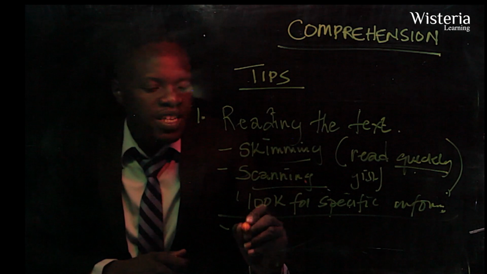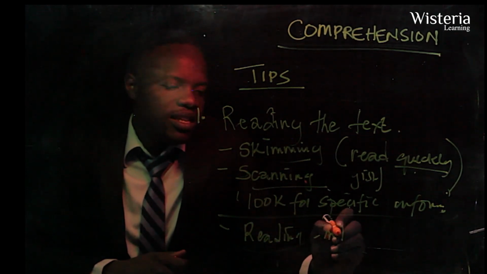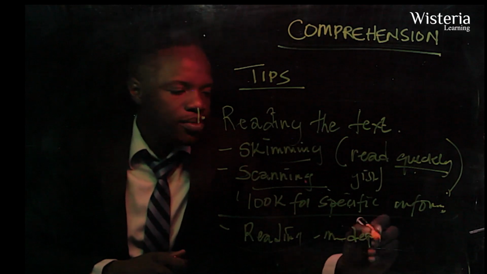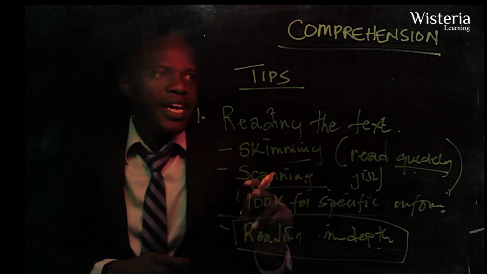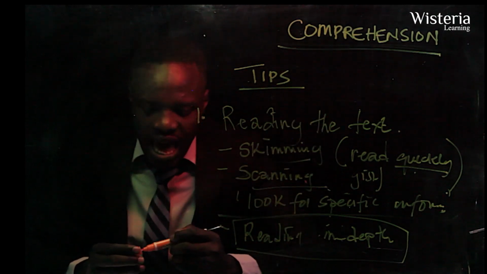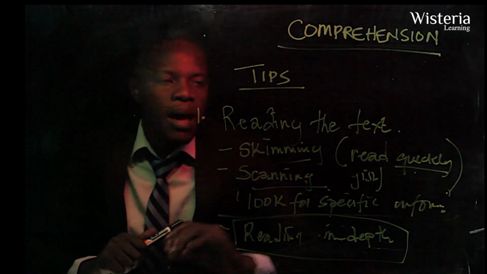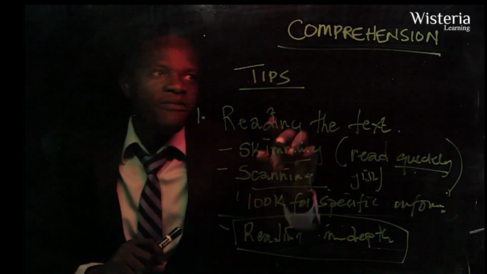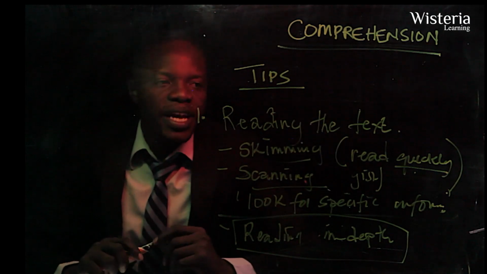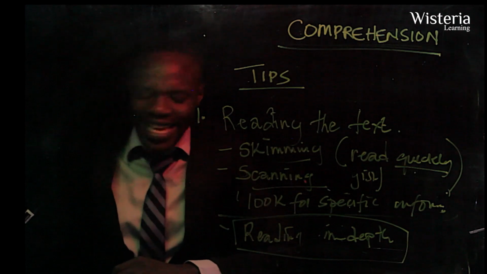The third type of reading is reading in depth. This one, you are not required per se to do under comprehension. I just mentioned it because I think it's an important skill that you need to develop. But these two rather, skimming and scanning, are very important when you're dealing with comprehension. So tip number 1, read the text.